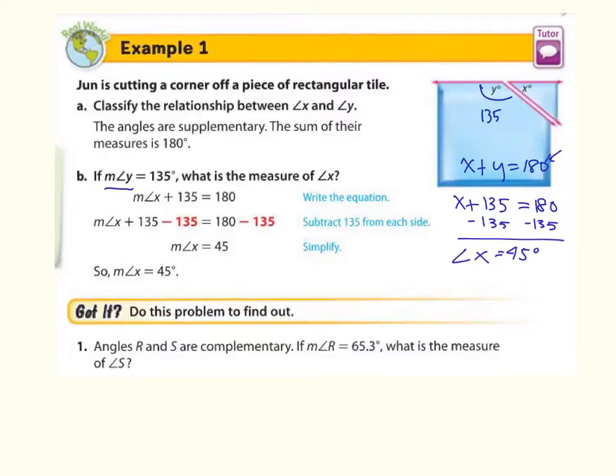So let's get number 1 in our notes. Angles R and S are complementary. Remember, complementary are those angles that add up to 90 degrees. So angle R, let's make this angle R, that's equal to 65.3. And we're going to make this angle S. So we know that both angles added together are going to equal 90 degrees. So angle R plus S will equal 90 degrees. So let's just go ahead and plug in or substitute what we know for R.